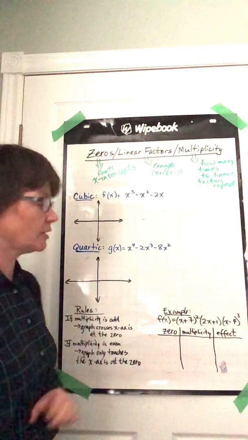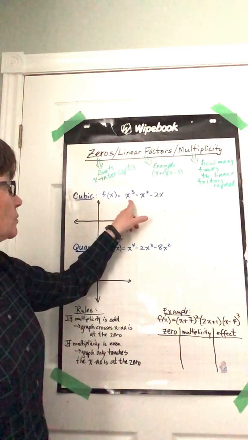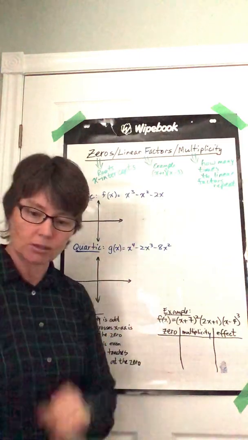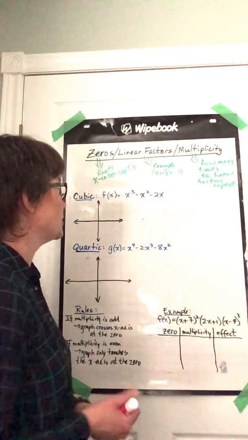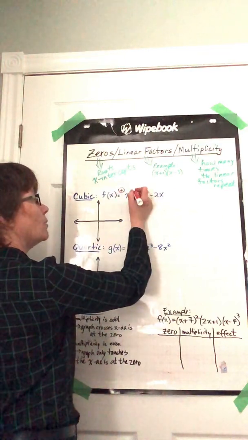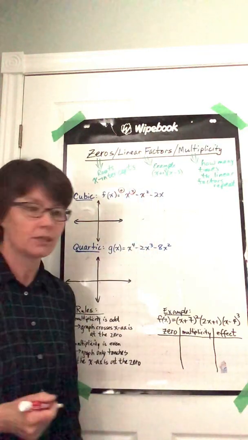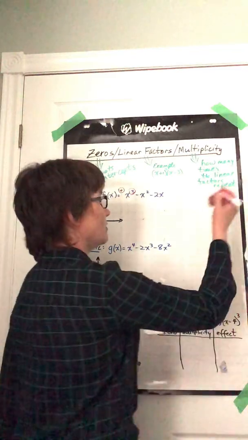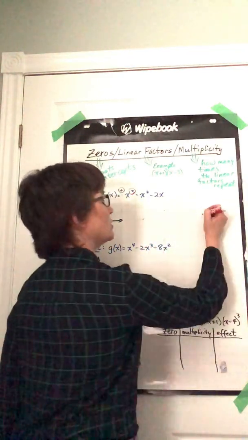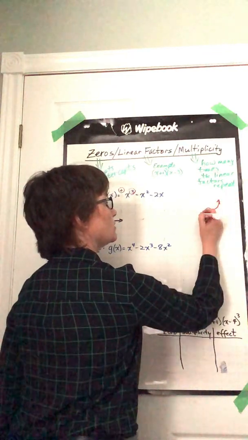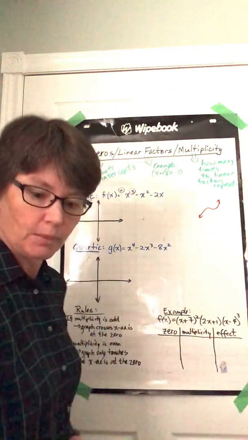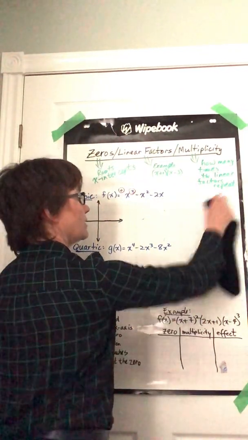So let's take a look at this cubic function. f of x equals x cubed, subtract x squared, subtract 2x. All right, so just thinking about leading coefficient, the leading coefficient is positive and the highest power is 3. So we know then that this is an odd function with a positive leading coefficient. It's going to be in this sort of a shape, okay? So keeping that in mind, let's factor this guy.